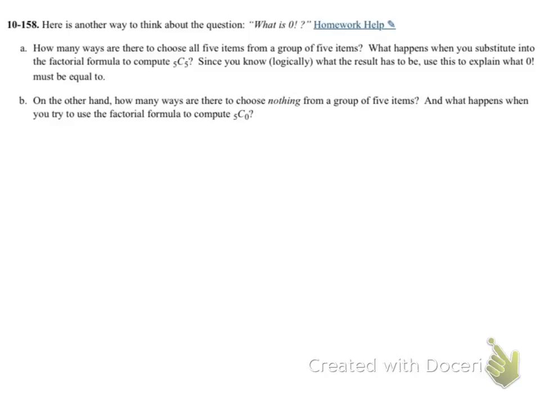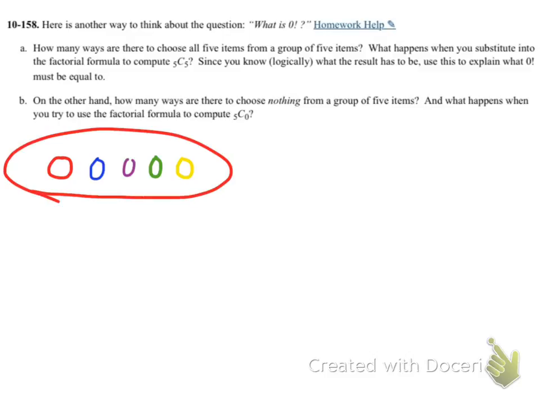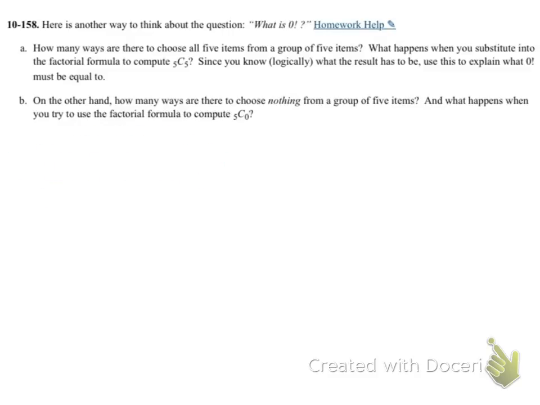So for instance, let's say that you have 5 Skittles. If I'm going to pick all 5 of them, the only way I can do that is just by grabbing all 5 of them. There's only one way to do that. So what we know then is that the combination of 5C5 is going to equal 1.